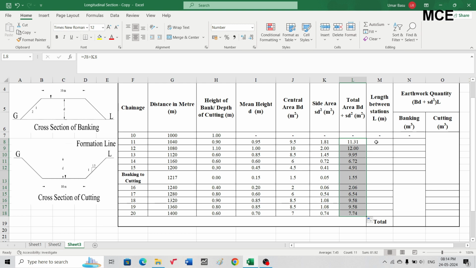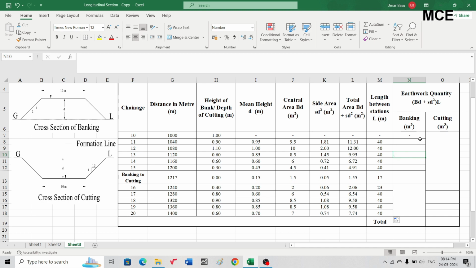Length between the stations is the difference between the corresponding chain ages. So from chain age 10 to 11, the length is 1040 minus 1000. Press enter, this is 40 meter. Similarly, to calculate the distance for the rest of the chain ages, select this 40 and drag it till the last row and you will get the length between the stations.